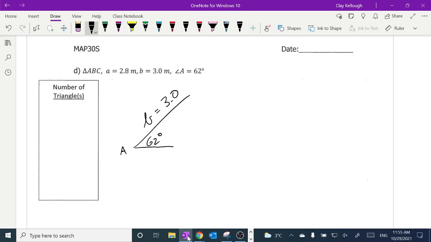Is it long enough to make a triangle? I kind of think so, but I want to make sure. What's the little formula that will tell me? Take the sine of 62 and times it by the adjacent side here, which would be a hypotenuse in a right triangle. And that would be the height this would be if it was a right triangle. That would be h. So punch that through in your calculator.